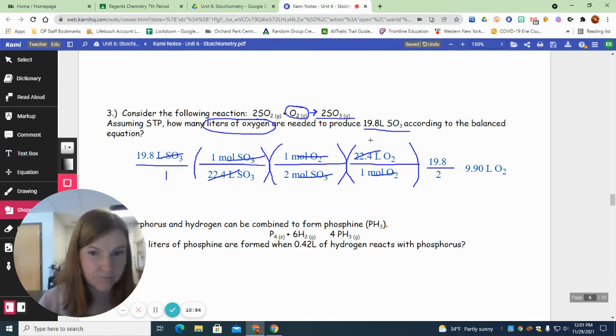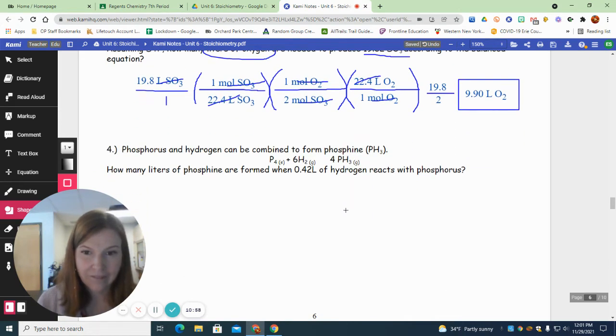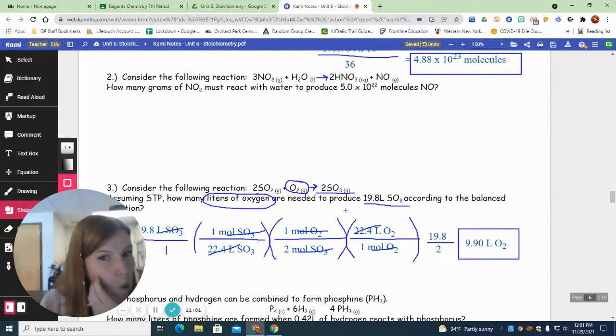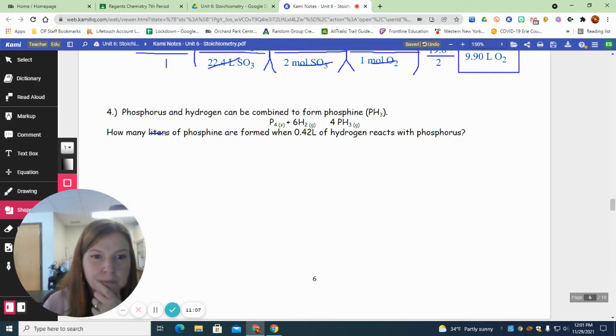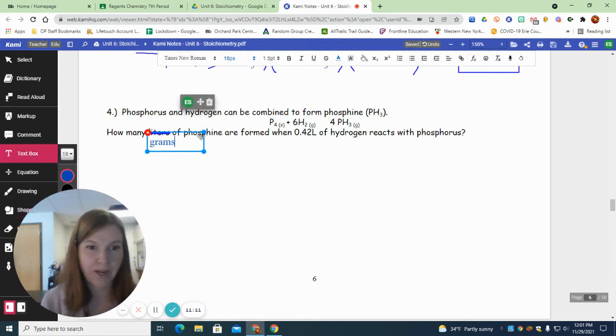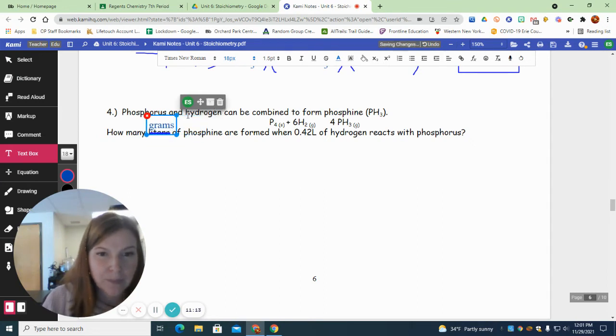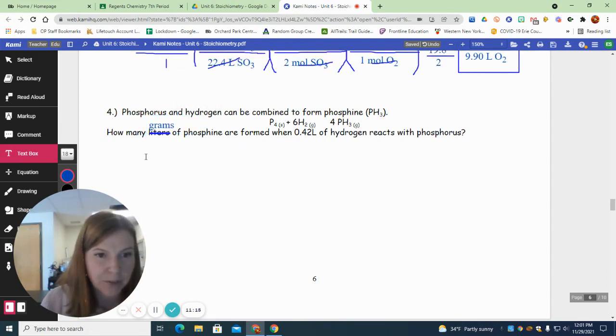Okay. All right. So I'm trying to think if I want to do any more. You know what? I'm going to take a look at number 4, but I'm going to change it a little bit. I'm going to change this problem so that it says grams of phosphine. Change it up a bit so we have another example here.